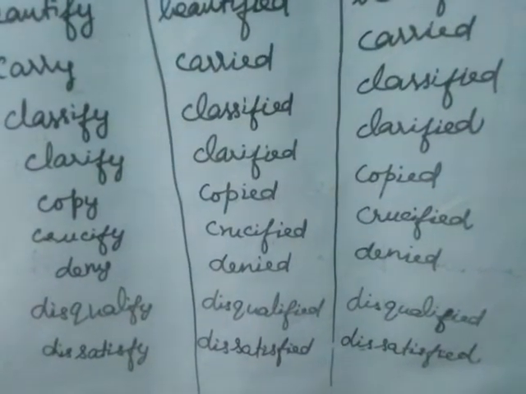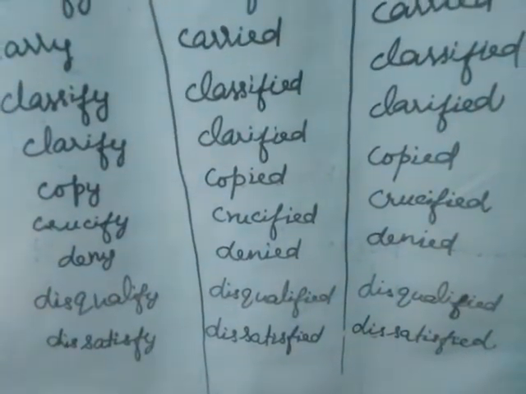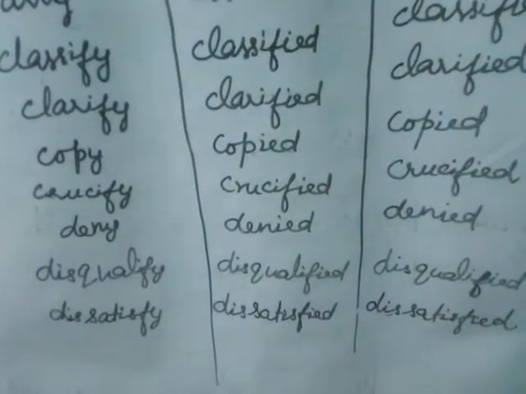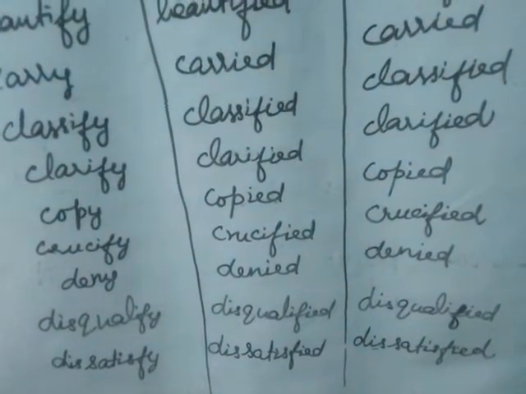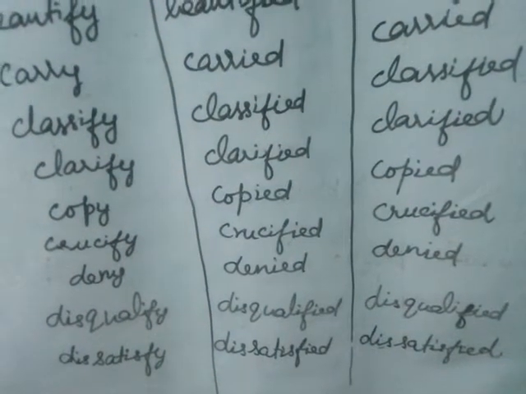Clarify, clarified, clarified. Copy, copied, copied. Crucify, crucified, crucified. Deny, denied, denied. Disqualify, disqualified, disqualified. Dissatisfy, dissatisfied, dissatisfied. So far we have learned the verb table, two types of verbs, regular verbs and irregular verbs, and how they are useful in making tenses correctly in sentences.